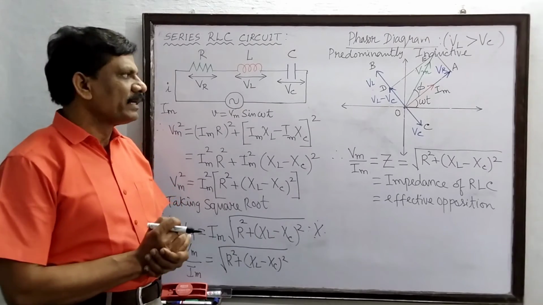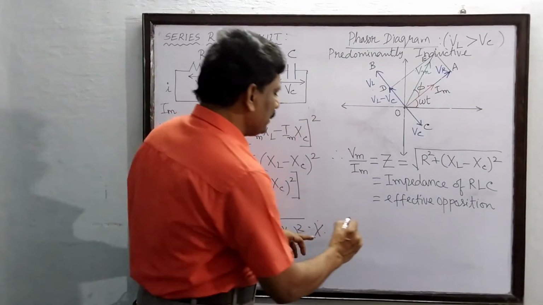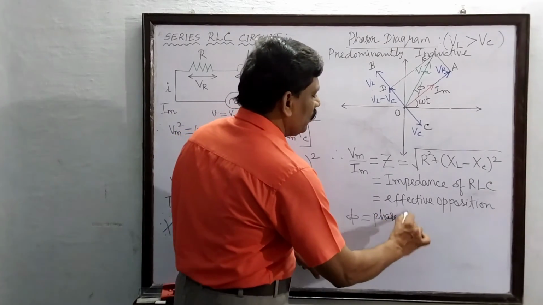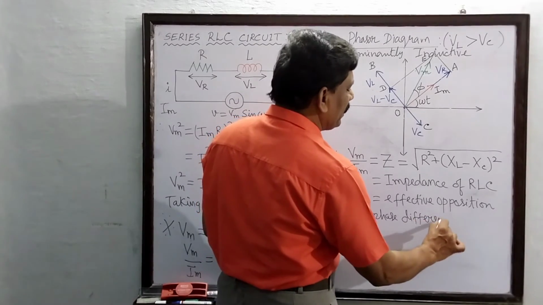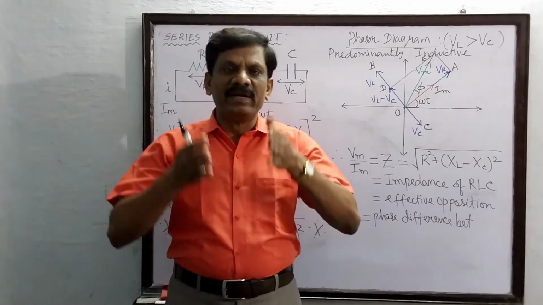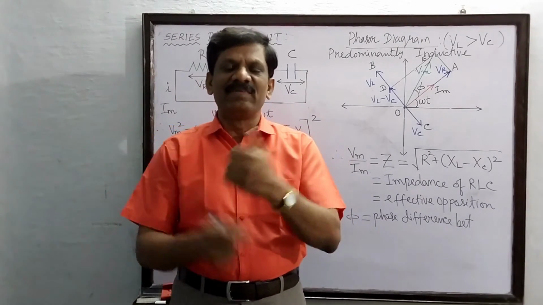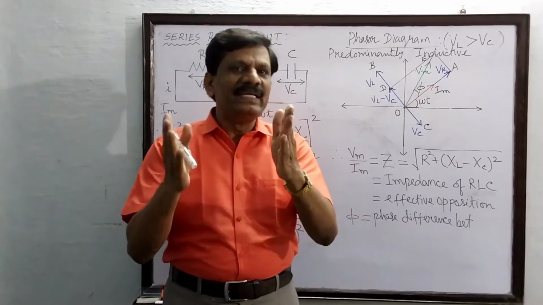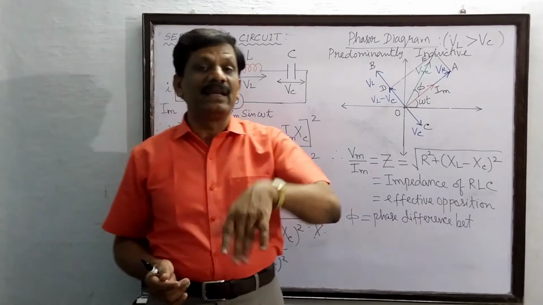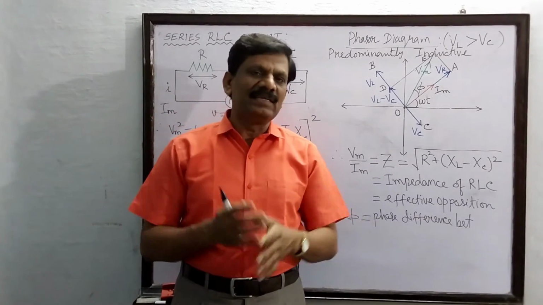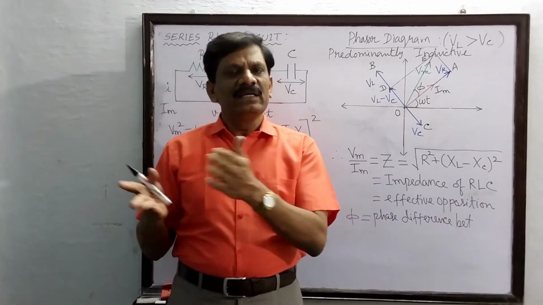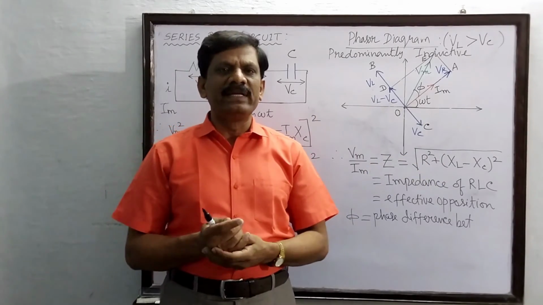Understand students? Now in this picture, what is this phi? This angle phi is called the phase difference between current and voltage. We have studied that if AC is applied only to a resistor, there is no phase difference between current and voltage. Only to an inductor, the voltage leads the current by pi by 2, or the current lags the voltage by pi by 2. When AC is applied to only a capacitor, the voltage is lagging behind the current, or the current is leading the voltage by pi by 2.